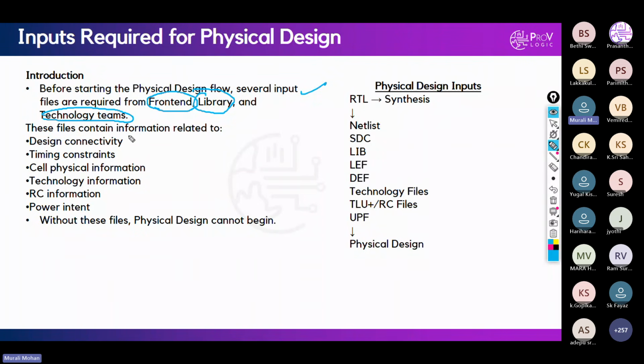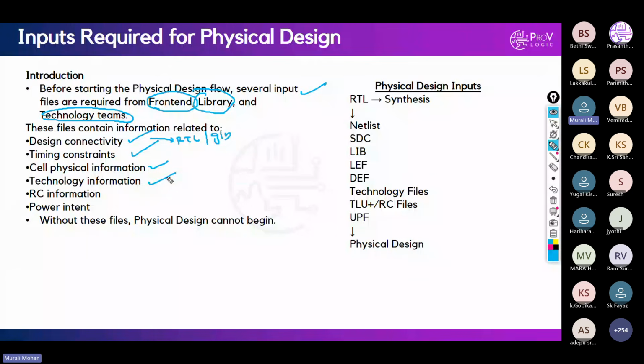So inside those files, what different information will be present? One is design connectivity, timing constraints through the SDC, which come from the RTL or gate level netlist. This is timing. This is physical information of the cells. This is technology information, which is RC and power intent. Like this, the different inputs will be there, and based on that, everything will work.